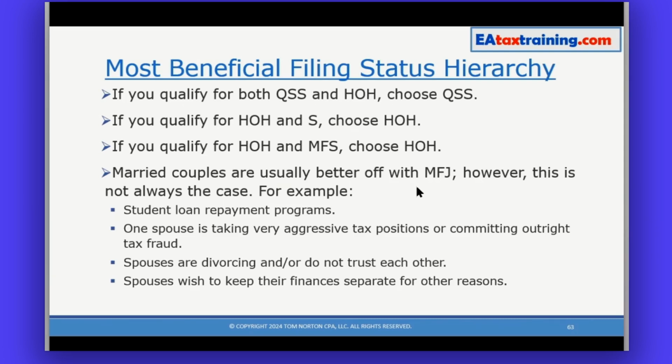Could be that one spouse is taking very aggressive tax positions or committing outright tax fraud, and the other spouse doesn't want to be responsible, so they choose to file separately. The spouses could be going through a divorce, or they just don't trust each other, so they choose to file separately, or they just want to keep their finances separate for their own reasons, and that's perfectly fine. Again, both spouses have to agree to file jointly. So if one of them says, no, I don't want to, then they have to file separately.